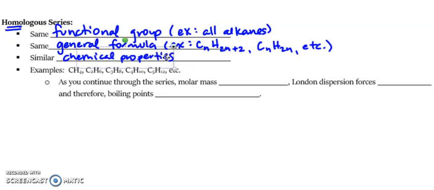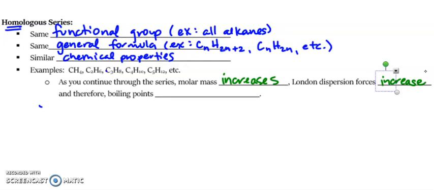So here's an example of a homologous series. CH4, C2H6, C3H8. These are all alkanes. They all have the general formula of CnH2n+2. And as you continue through the series, so you go from CH4 to C2H6 in that direction, molar mass increases, right? You're gaining carbons and hydrogens. When you have an increased molar mass, your London dispersion forces increase. If you remember, London dispersion forces are the forces that hold the molecules together. When you have a nonpolar molecule, these are the weakest.